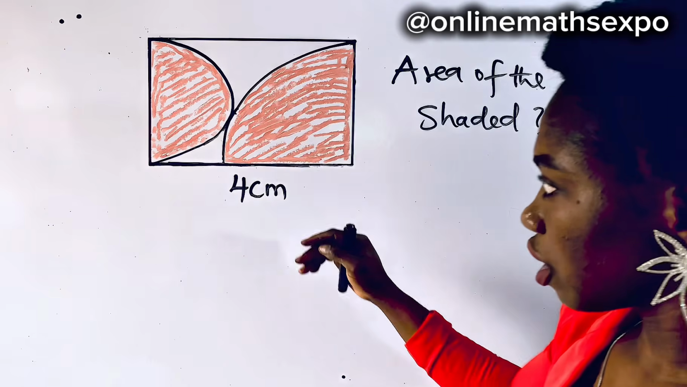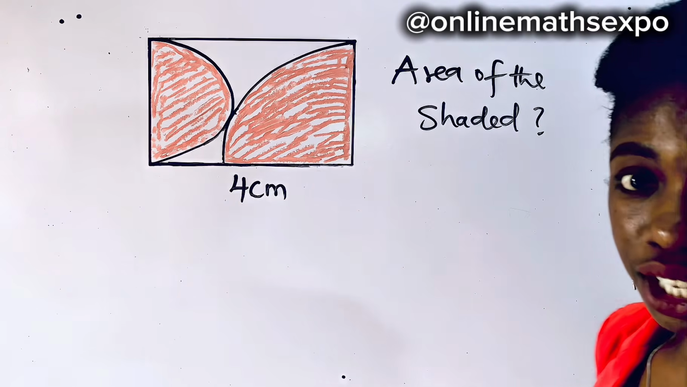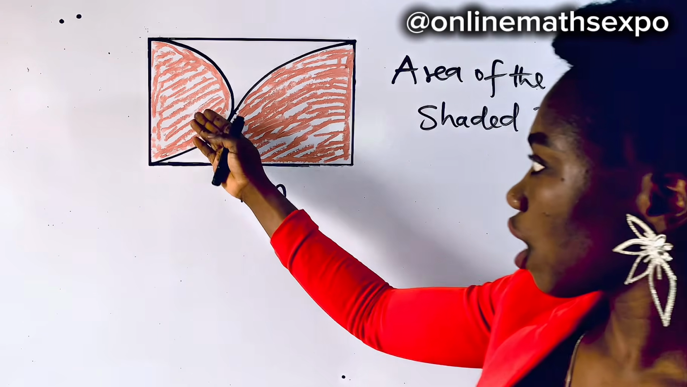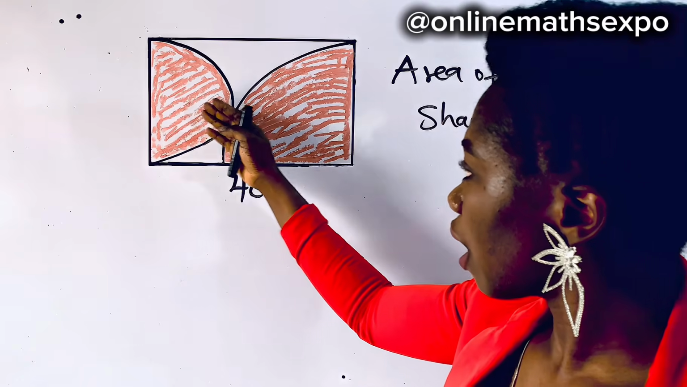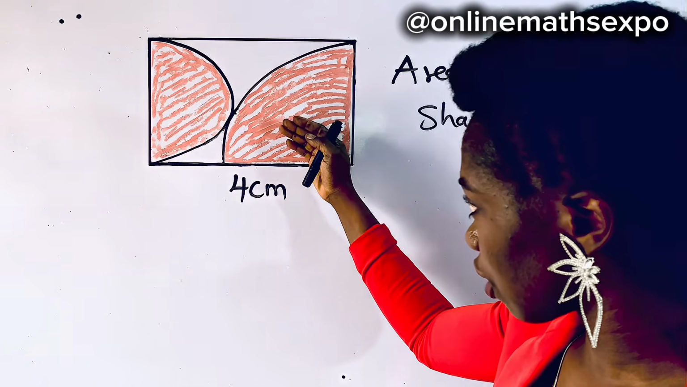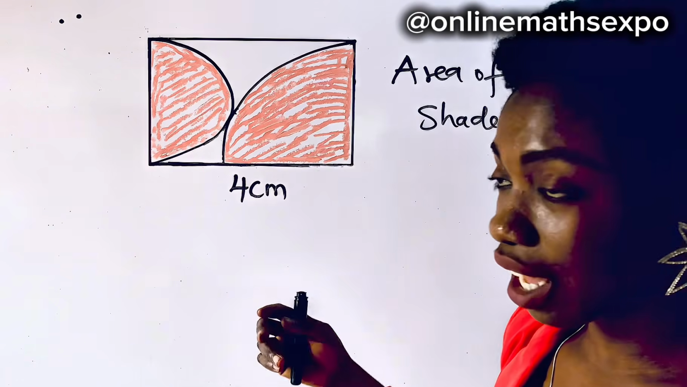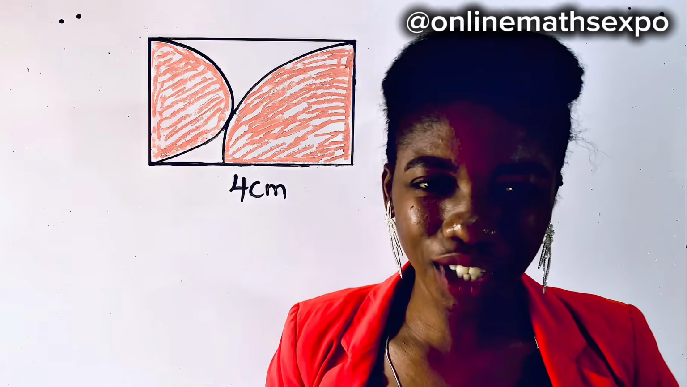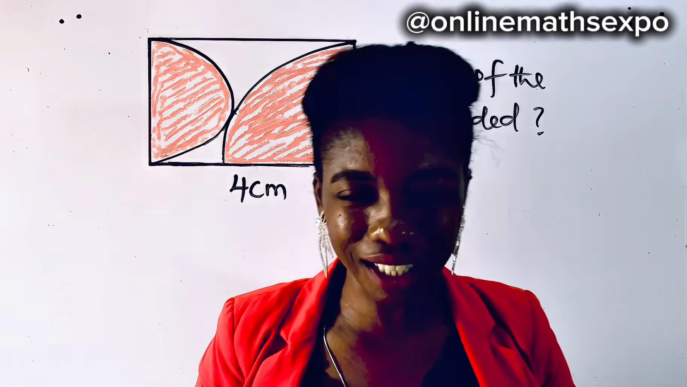These are the shaded. Now, how do we get this area? It's just for us to find the area of this half circle and then the area of the quarter circle. If you add these two together, it gives you the area of the shaded. Don't worry, I will take you through that step by step.